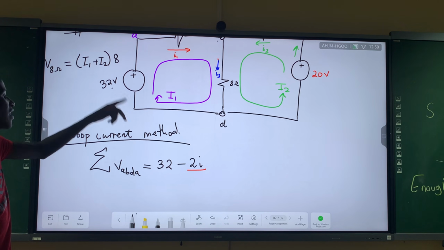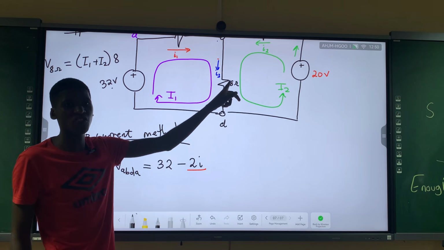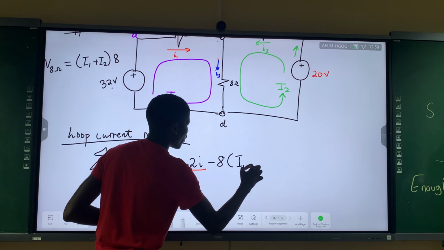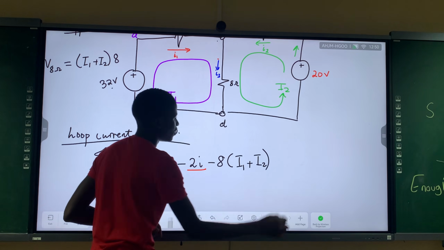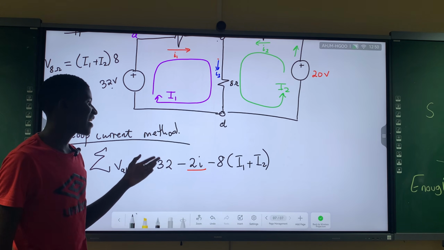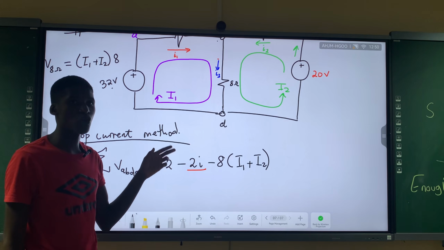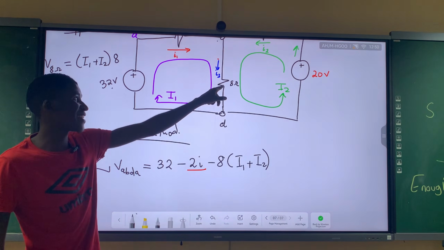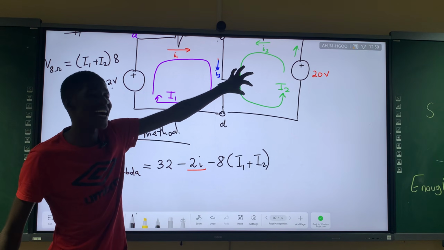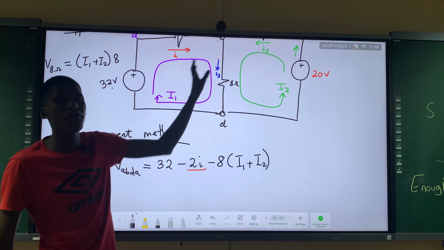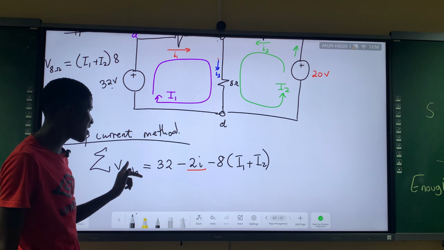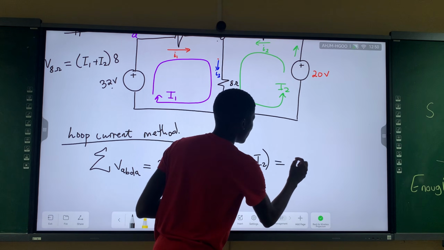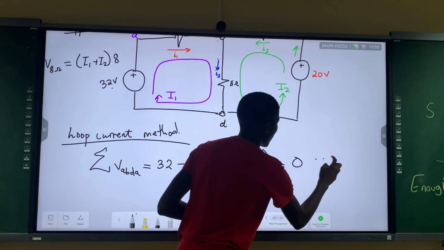But basically it's going to be negative because it is a voltage drop across the resistor. So this is negative 8 into I1 plus I2. Now, do we have any other thing here besides that? No. Like the first loop, we are just focusing on this loop, although this resistor takes part of the current coming from the other side. We are focusing on the loop A, B, D, A. This equals 0. So that's your equation number 1.